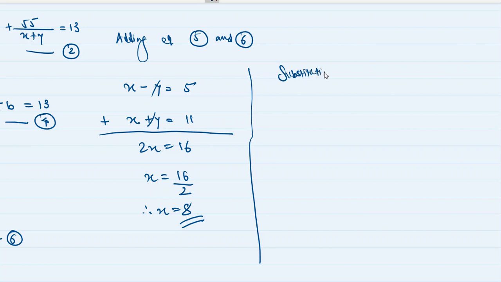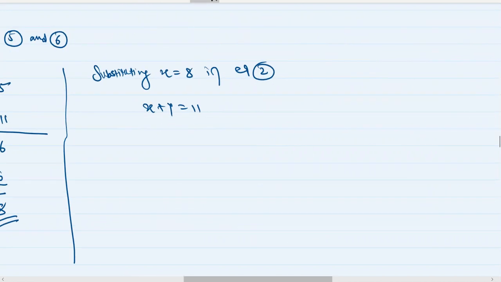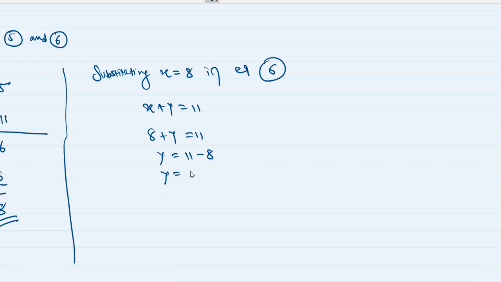Now, substituting x is equal to 8 in equation, let's say 2. So x plus y is equal to 11. Hey, that's not equation 2, right? That is x plus y is equal to 11 is equation 6. That's equation 6. Okay. So 8 plus y is equal to 11. So y is equal to 11 minus 8. So y is equal to 3.